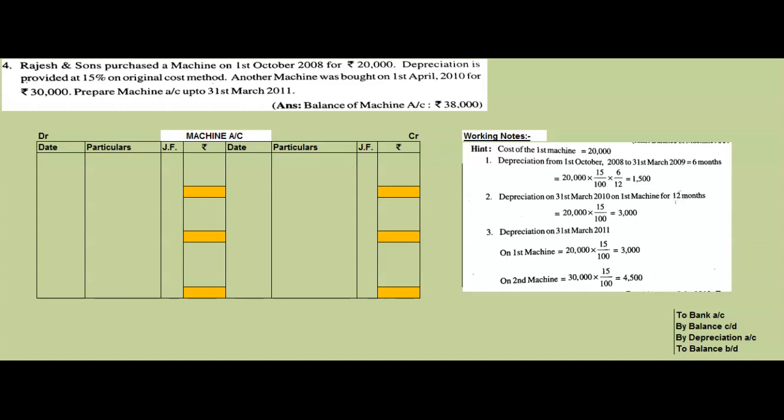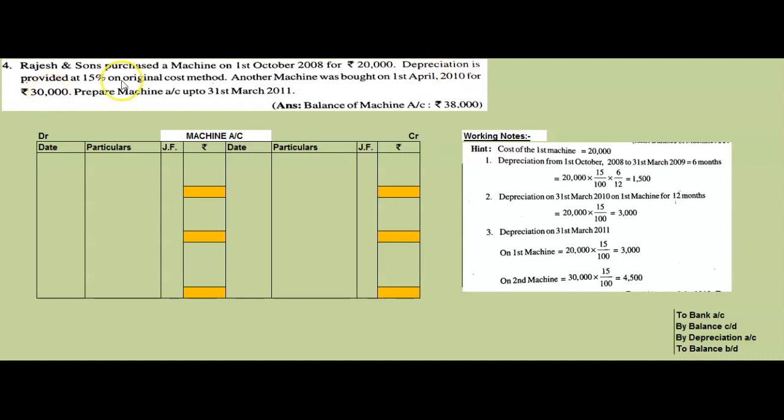Now, today we will learn the fourth question in our textbook, that is page number 37, fourth question. So this question is again a different one. I will read the question for you. Rajesh and Sons purchased a machine on 1st October 2008. See, the date of purchase is what? 1st October 2008 for 20,000.